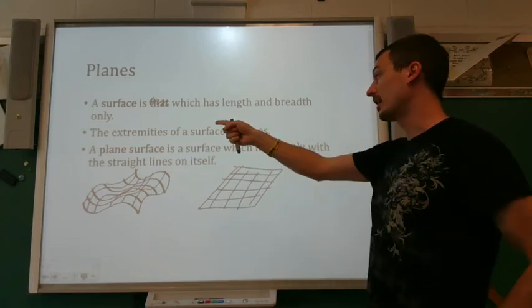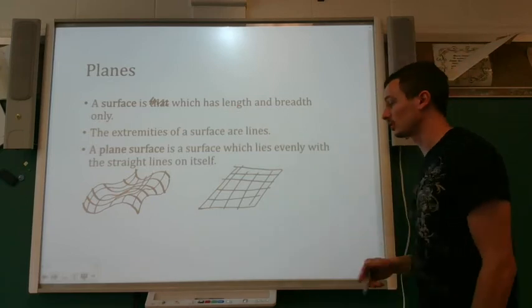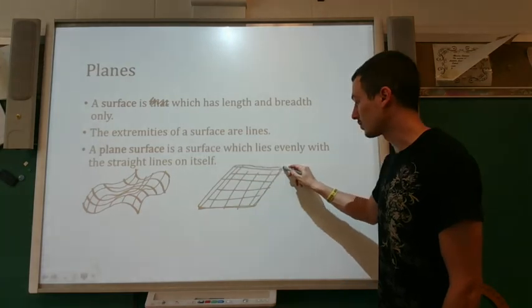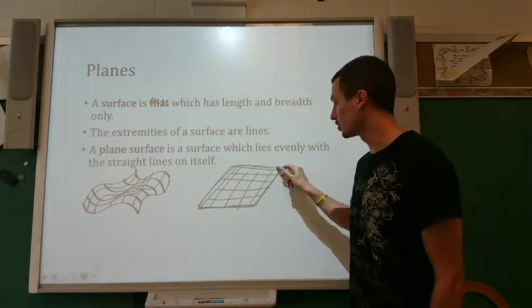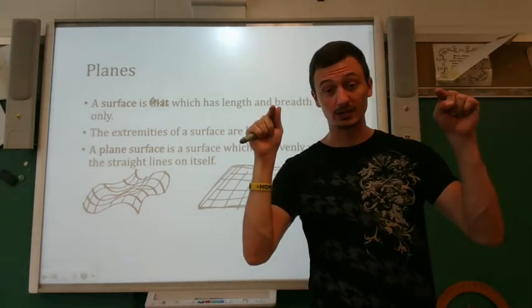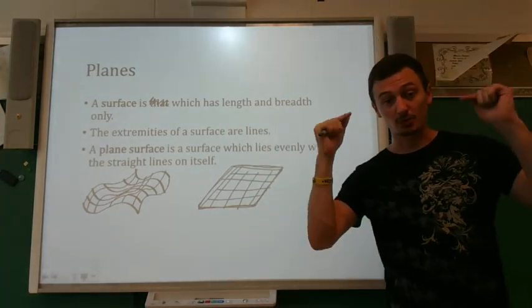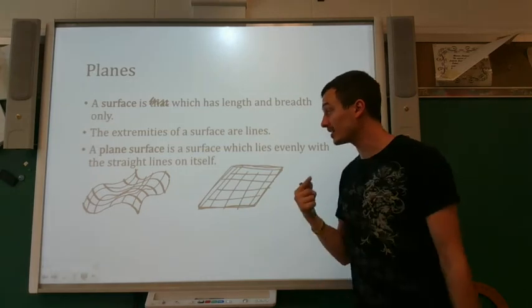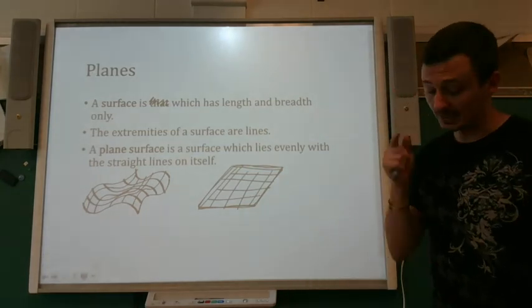So that's a plane. Euclid says the extremities of a surface are lines, meaning that if you want to draw a plane, you have to draw lines around it. If you wanted to draw a line, you have to draw points around it. So the extremities of a line are points. In this case, the extremities of a surface or a plane are lines.